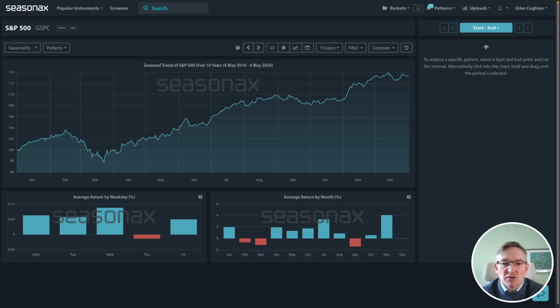The key challenge for position traders is not just finding a setup. Instead, it's identifying when a market is most likely to produce sustained directional movement. And that's where seasonality provides a significant edge. The first and most important use of seasonality for position traders is directional bias.